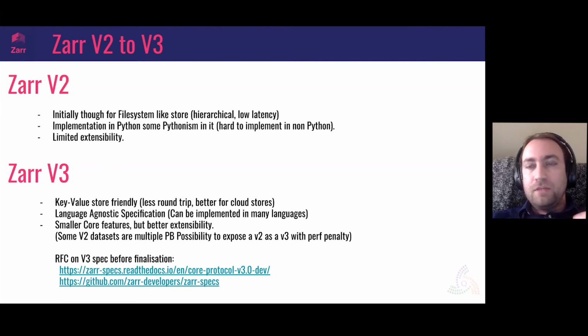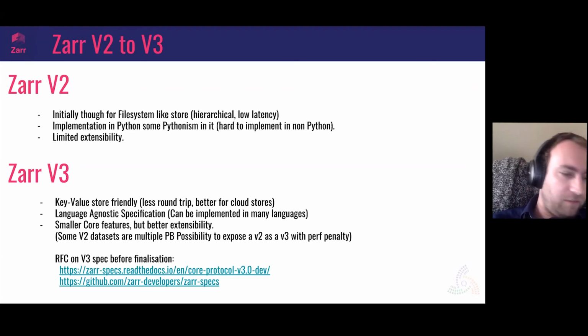And we came up with something that has a really smaller core set of features so that it's easier to implement in another language. If you wanted to have it in R or in Julia, you can have the base of the Zarr implementation, hopefully in a couple of days. And then if you need extensibility, have a mechanism to register extensions. So if you want a new data type or if you want a new specific layout of the data inside your storage, you can do that.